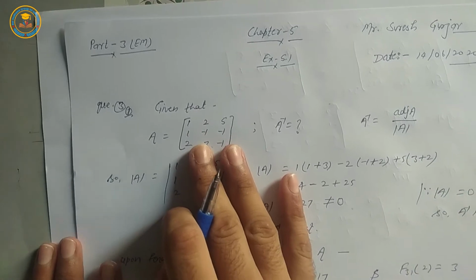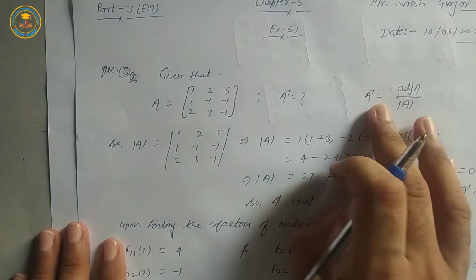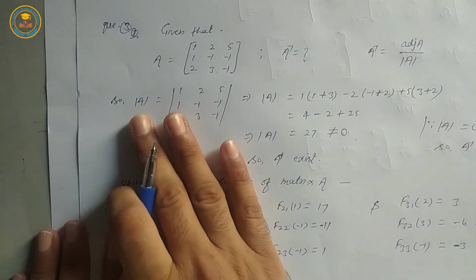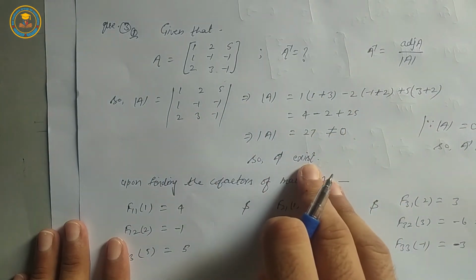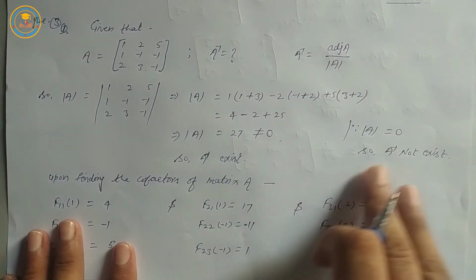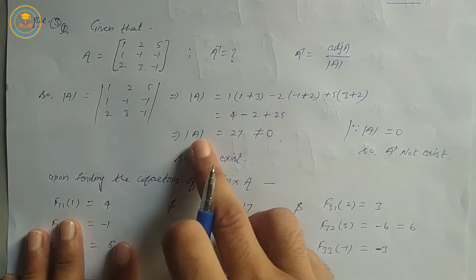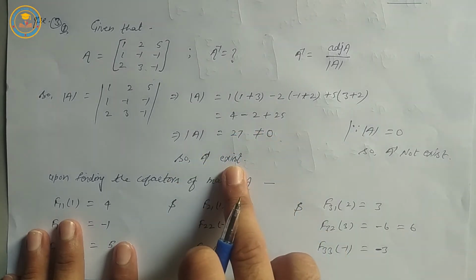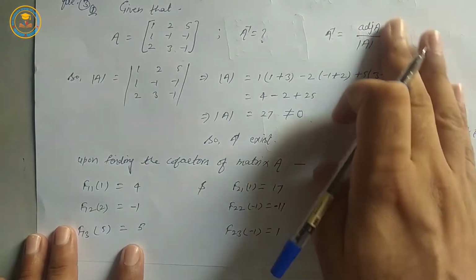Given that matrix A, find the value of A inverse. The formula of A inverse is equal to adjoint A upon determinant A. So determinant A equals 27, which is not equal to 0, so A inverse exists. If determinant A were equal to 0, then A inverse would not exist. But determinant A is 27, not equal to 0, it means A inverse exists.